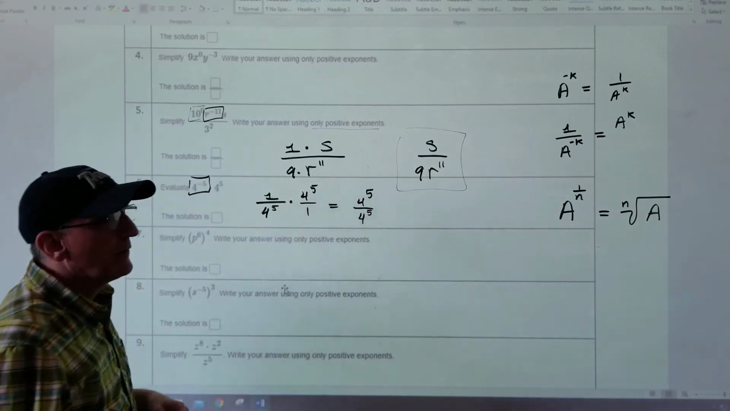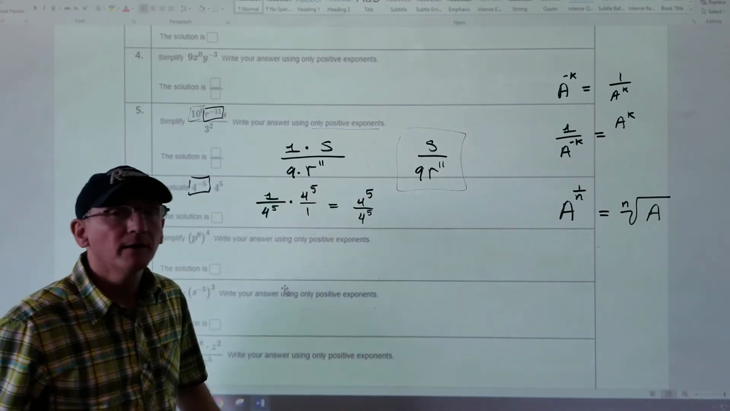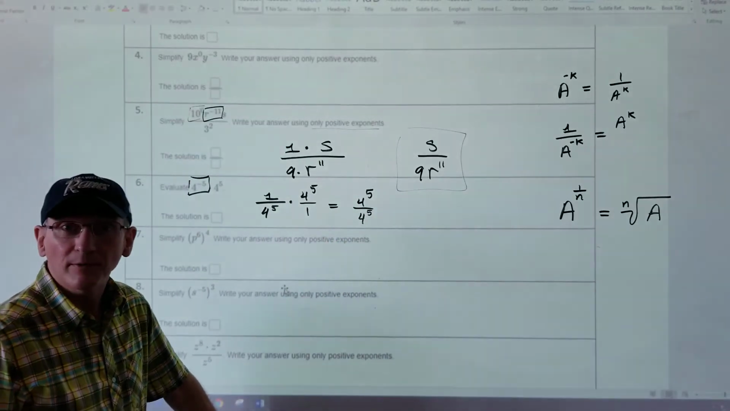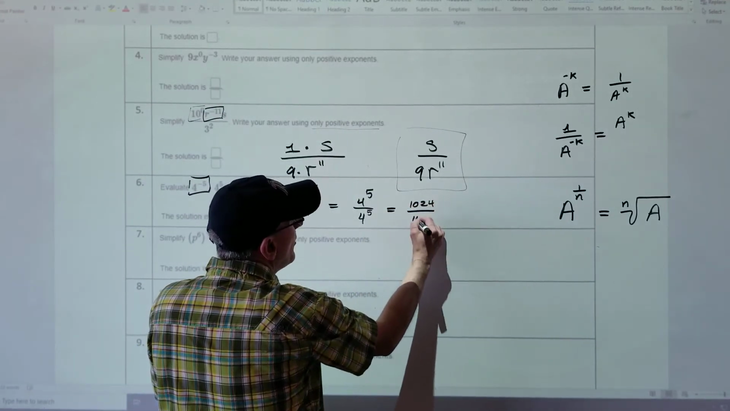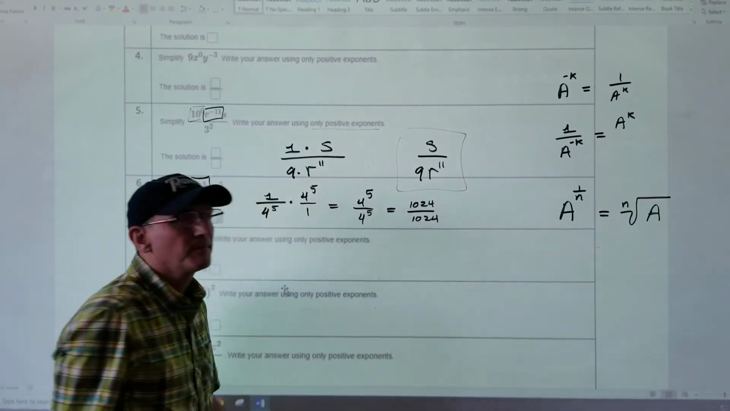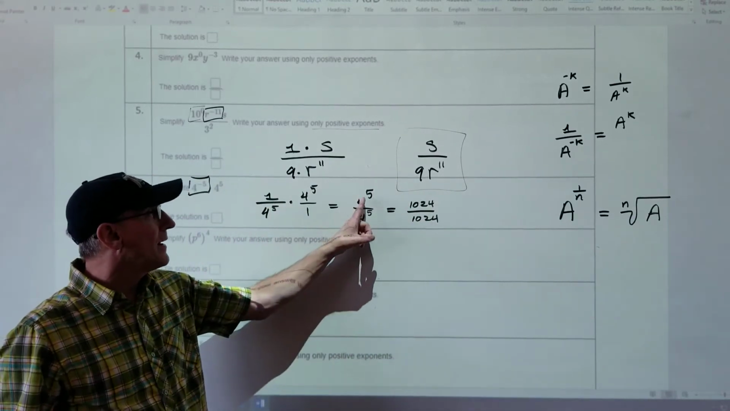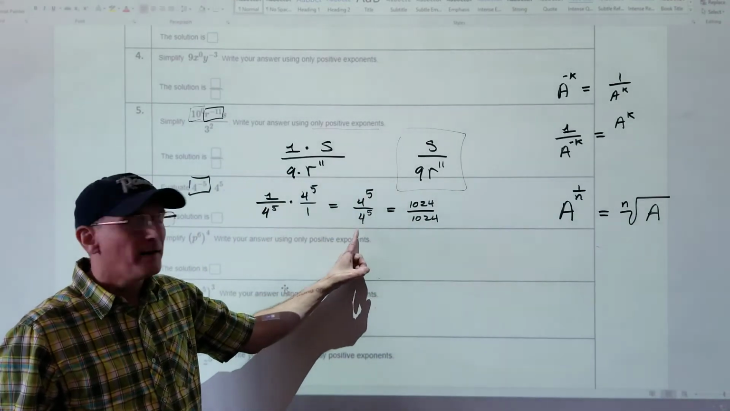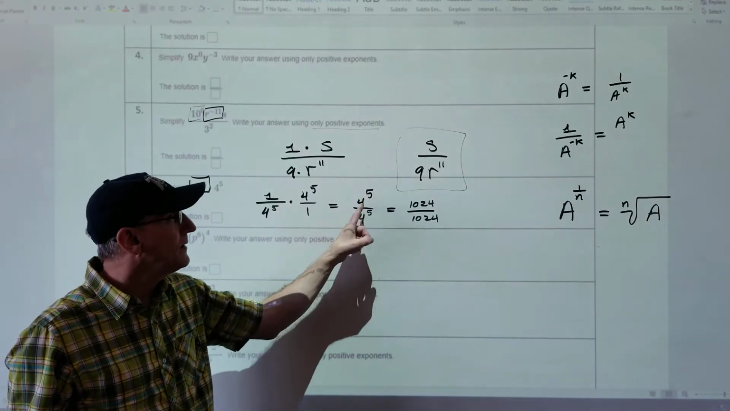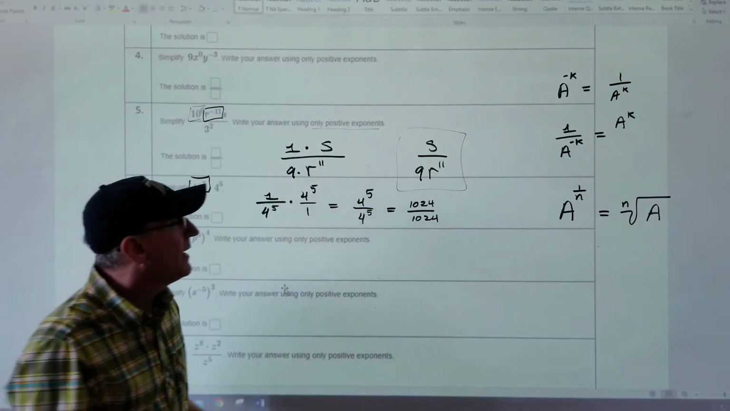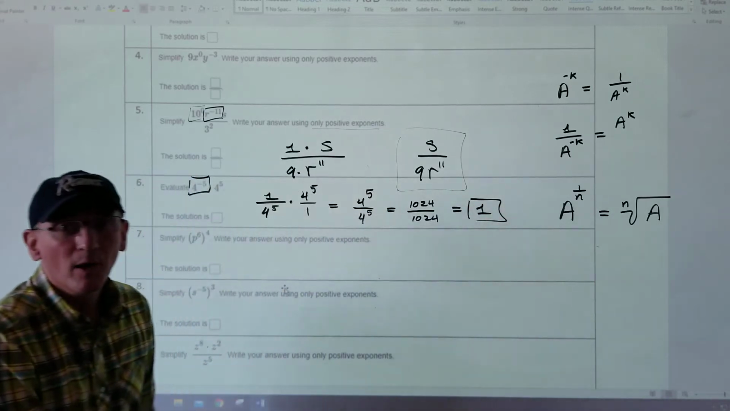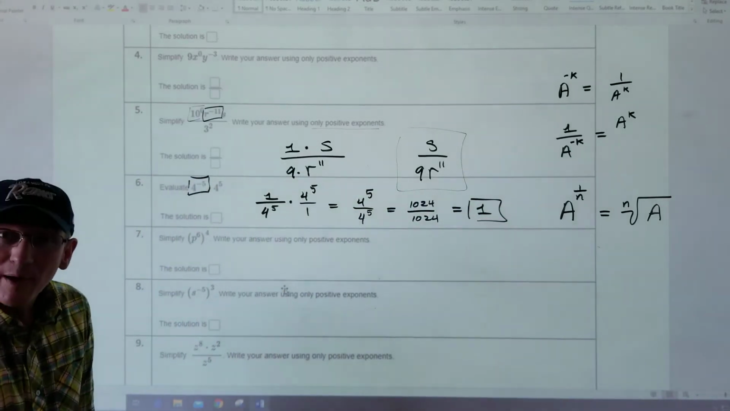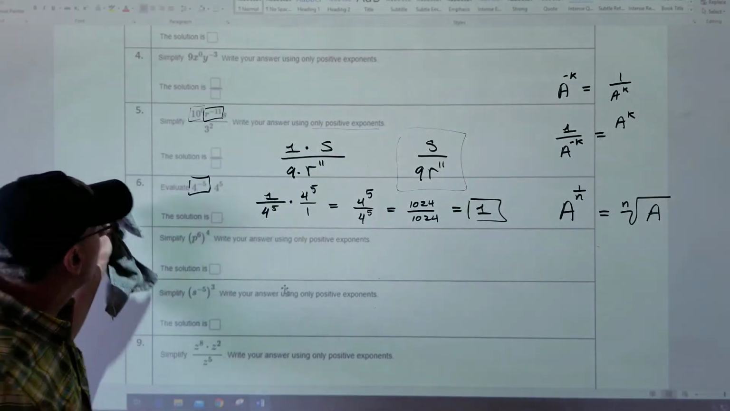Now, if you really want to know what 4 to the 5th is, look it up on a calculator. It turns out to be 1,024. You don't really need to do that, though, because you know that a number divided by the same number, you don't really have to know its value. The answer is going to equal 1. And that's the answer to this entire problem. And that's a good way to do this problem. I'll show you a better way. Here's a better way to do it, okay?